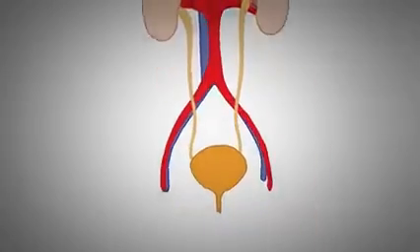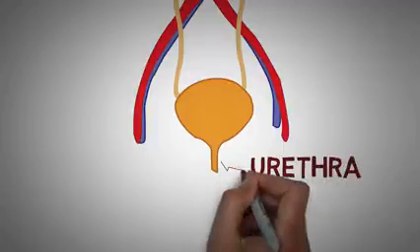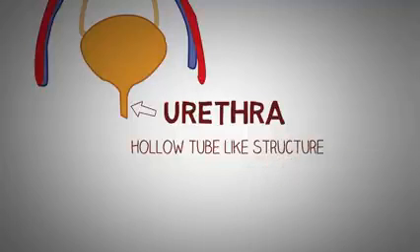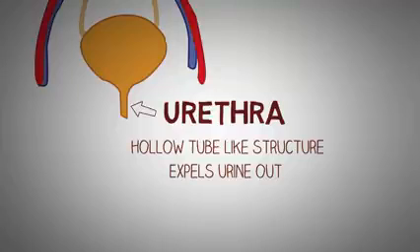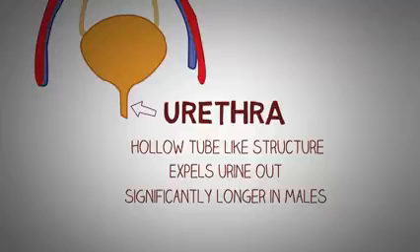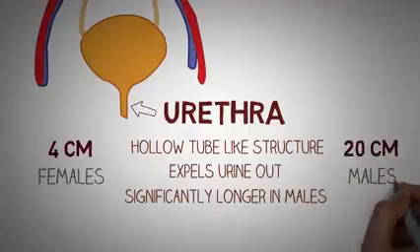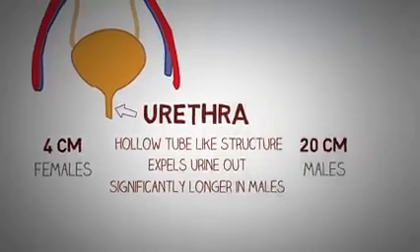The urine exits the bladder through the urethra. Urethra is another hollow tube-like structure that helps to expel the urine out of the body. As the passage needs to traverse the length of the penis, it is significantly longer in males than females. It is approximately 4 cm in length for females, whereas it is about 20 cm in length in the male body. This is the reason why females have urinary tract infections more frequently than men.